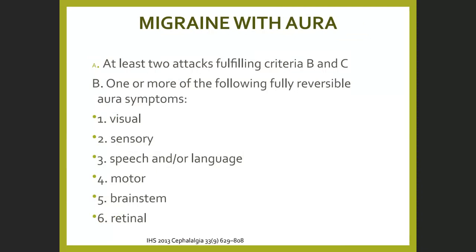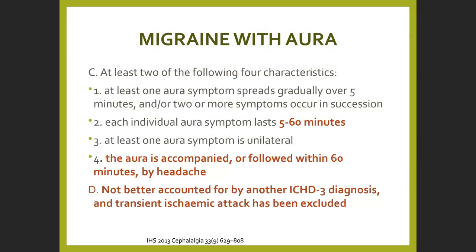Migraine with aura is similar to that previously, but you should have one or more of the following fully reversible aura symptoms, most commonly visual, but also including sensory, speech and/or language, motor symptoms, brainstem symptoms, or retinal symptoms. The auras usually spread gradually over 5 minutes, and the aura symptoms should not last longer than 60 minutes. And the aura usually is accompanied by a headache within 60 minutes. It's important to recognize that this should not be better accounted for by another diagnosis, and that a transient ischemic attack should have been excluded to make the diagnosis of migraine with aura.